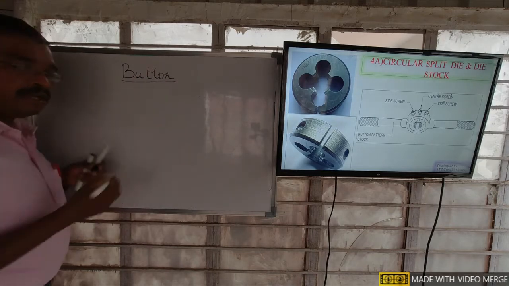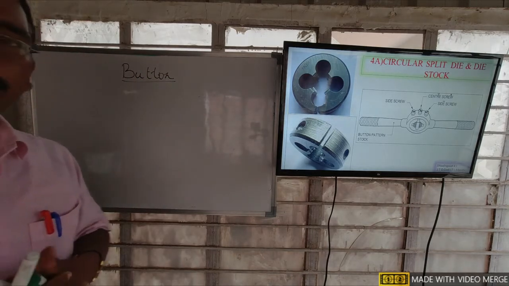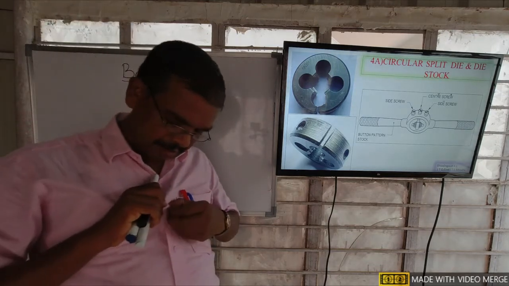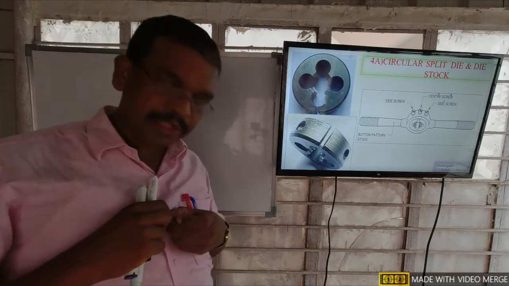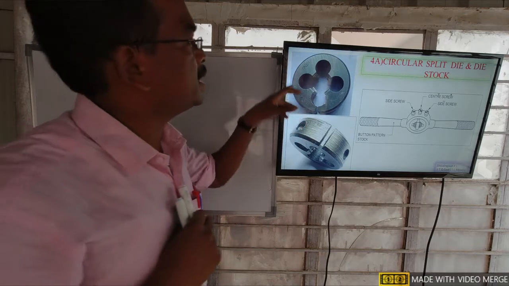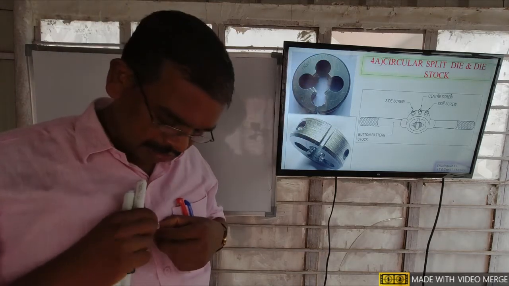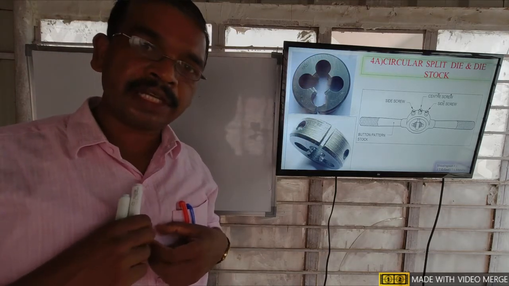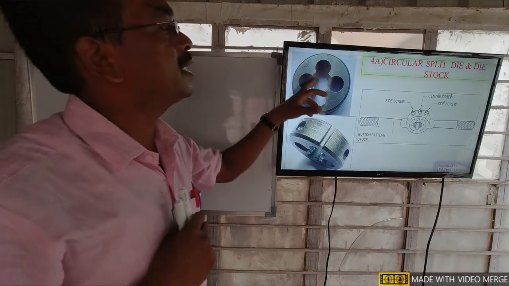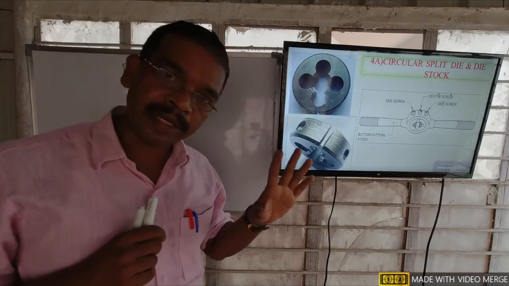Button. So already you know what is the meaning of button. See here, this is the button. Okay. So this is the button. The die is in circular shape. This is also in circular shape. Therefore this die is called a button die also.